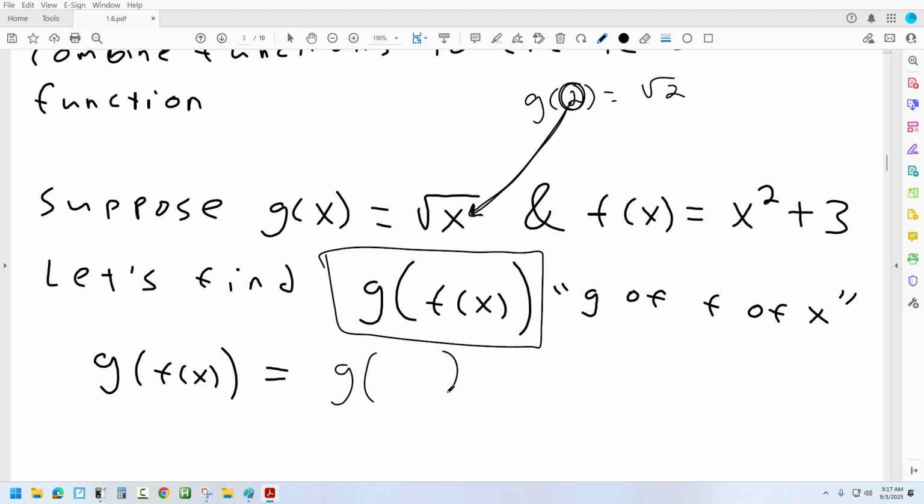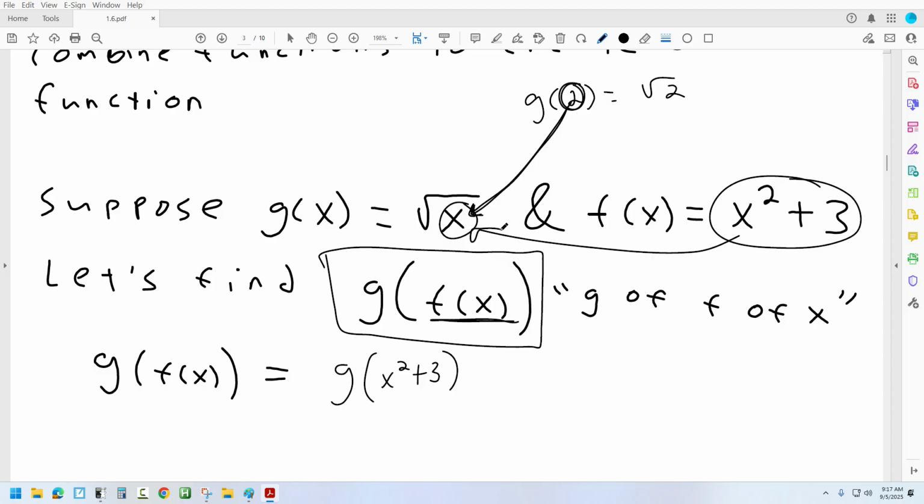G of, now you're not putting in a number for g. You're filling in this formula. What's the formula we have for f of x? Yeah, x squared plus 3. So now, in function g, you are replacing that variable with this entire formula. Okay? It's not just a number you're filling in, it's a formula you're filling in. Okay, so now let's do that.